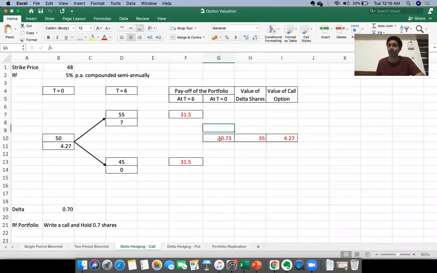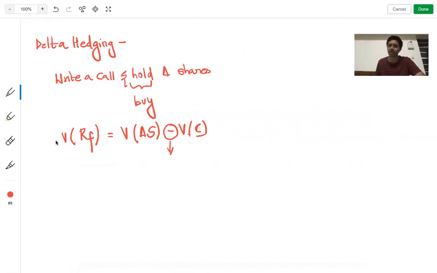And for the value of a risk-free portfolio, we saw that we have to pay 30.73 under the delta hedging approach. So 30.73 was actually a cash outflow today. If we pay 30.73 today, we receive 31.5 at t equal to 6, right? So 30.73 was actually a cash outflow, but I've denoted it with a positive sign, right? So I'll just write it down in brackets for you to remember later. Positive is outflow, negative is cash inflow.